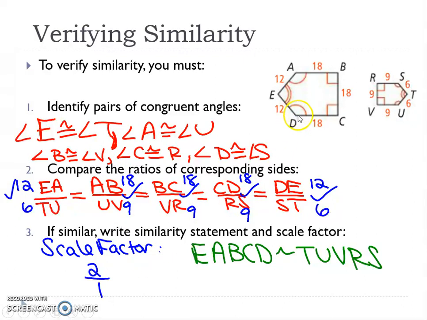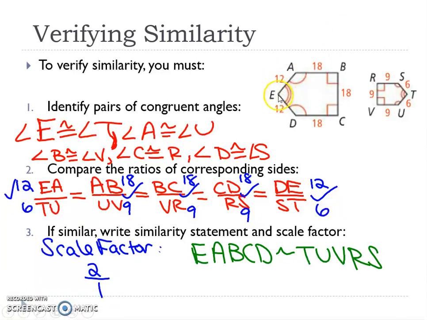So let's do that. Angle E, angle T are congruent. Angle A and angle U are congruent. Angle B and angle V are congruent. Angle C and angle R are congruent. Angle D and angle S are congruent. So make sure you pick the corresponding sides. So maybe you should turn this and then write it down. And then we're going to compare the ratio of corresponding sides. I want you to write like this.